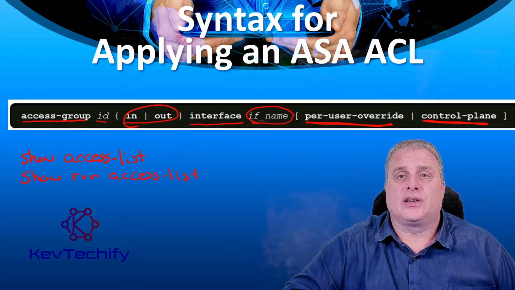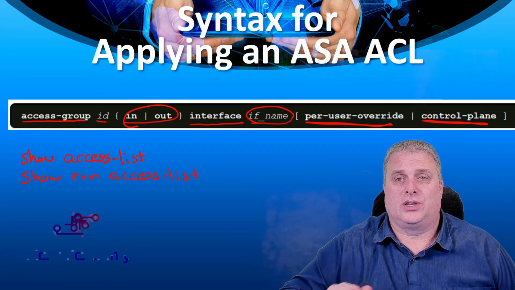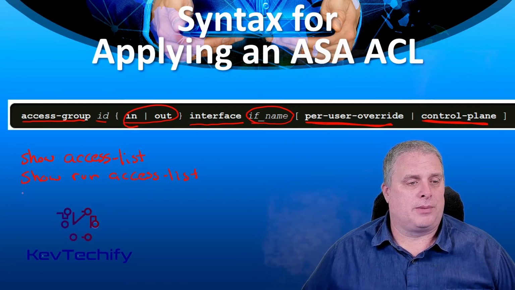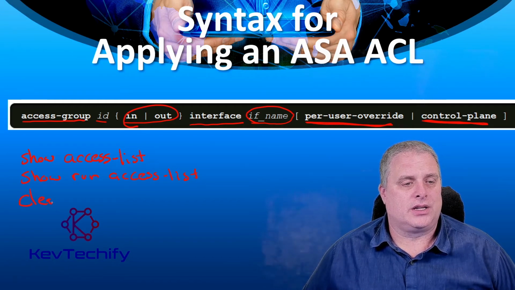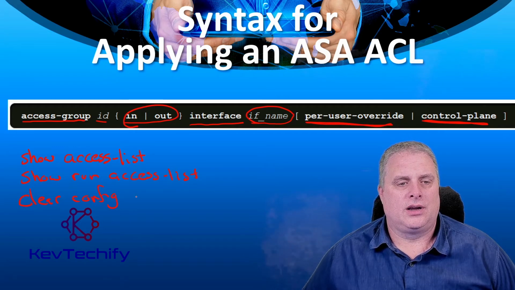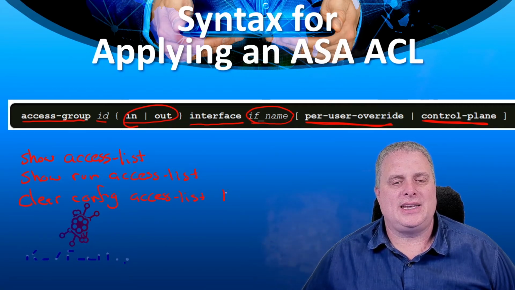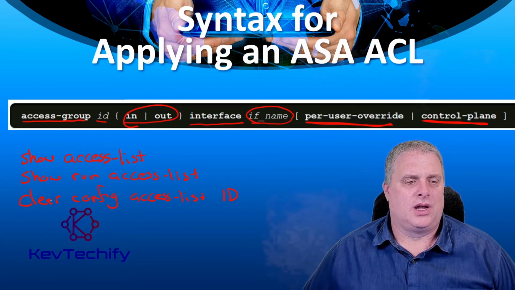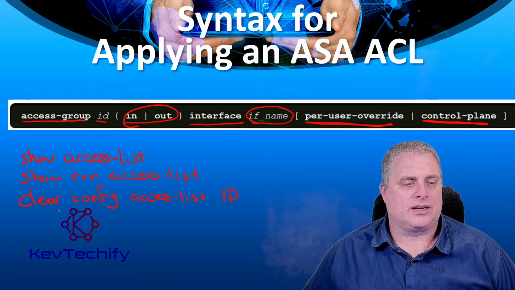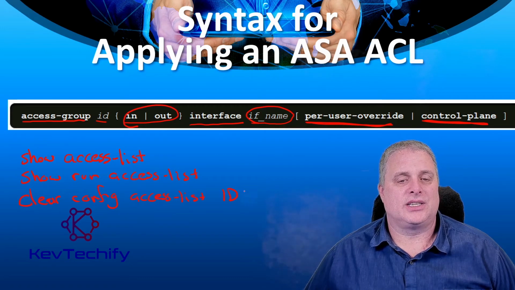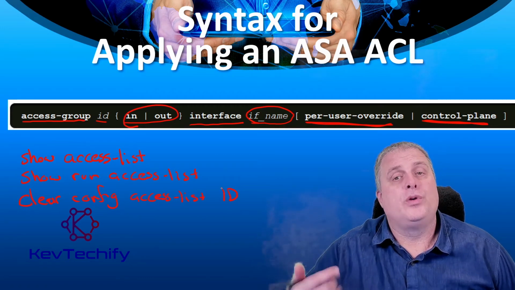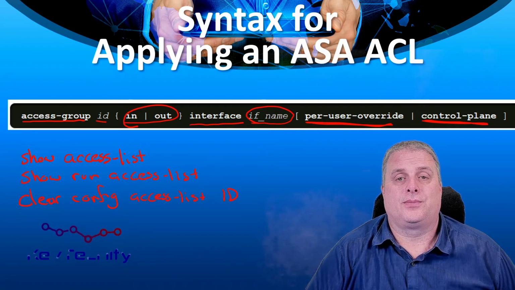Now, to erase a configured access control list, use a command here. The command is clear configure access-list, and then the list ID, the name of your list. So to remove a configured access control list, it's clear configure access-list and then the name of your access list, and it will remove your access list for you.